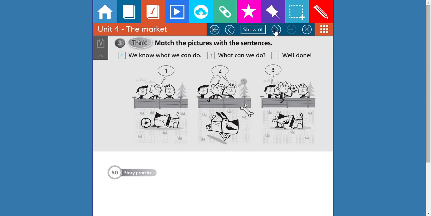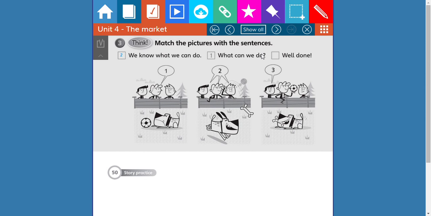We know what can we do? Yes. Now look at the picture. The picture 1. The boy says, what can we do? Now picture number 2. The boys say, we know what we can do. طبعا متفقين مع بعض قالوا هذه الجملة كلهم. Everybody حكى هاي الجملة. We know what can we do.